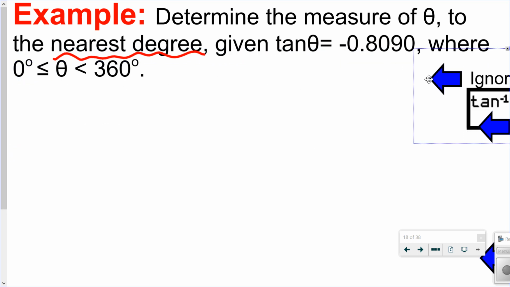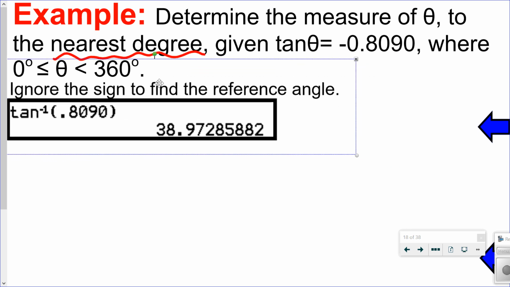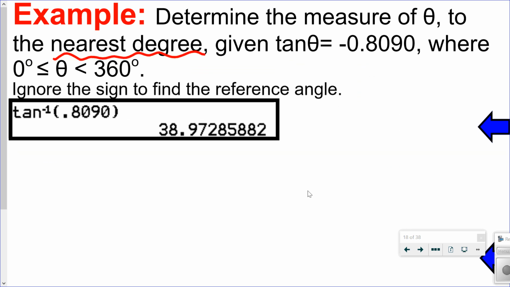Ignoring the signs, find the reference angle. So notice I had a negative here, but I didn't have a negative here. I enter it in as positive because I just want the reference angle. This negative is going to tell me where the angle goes. So I used tan inverse because I had tan. Tan inverse of 0.8090 is 38.97. Now they want it to the nearest degree, so that tells me my reference angle is 39 degrees.